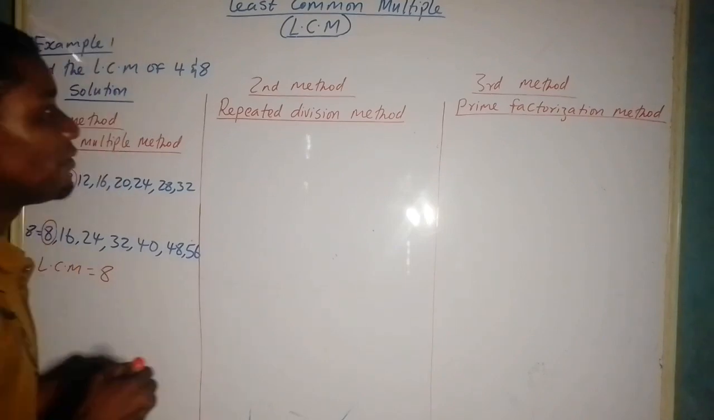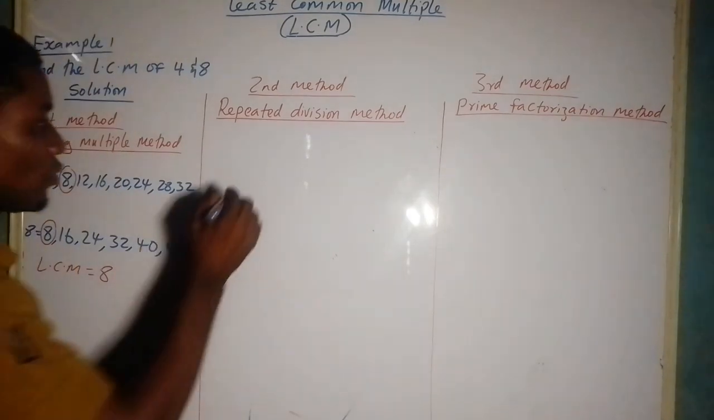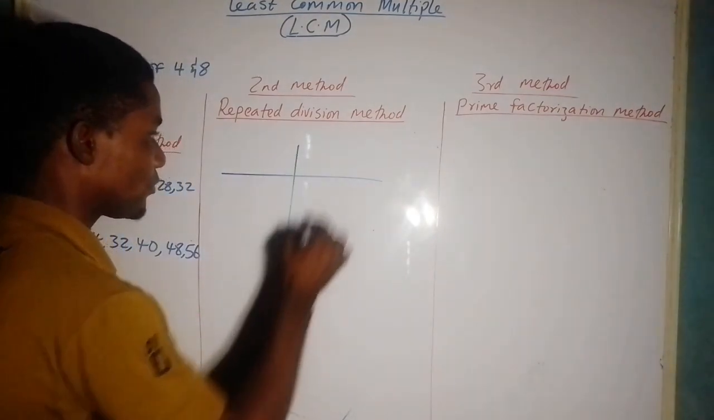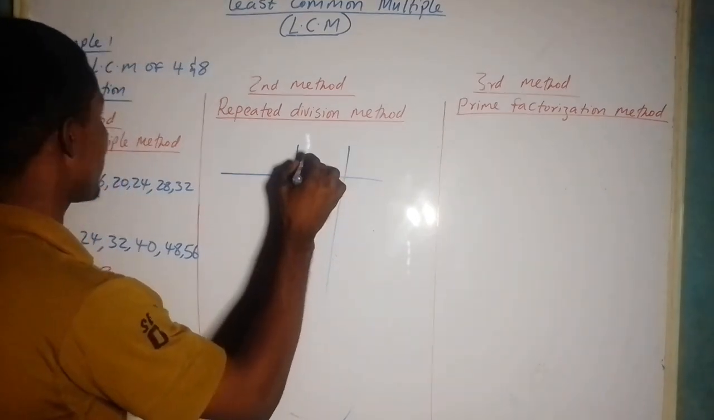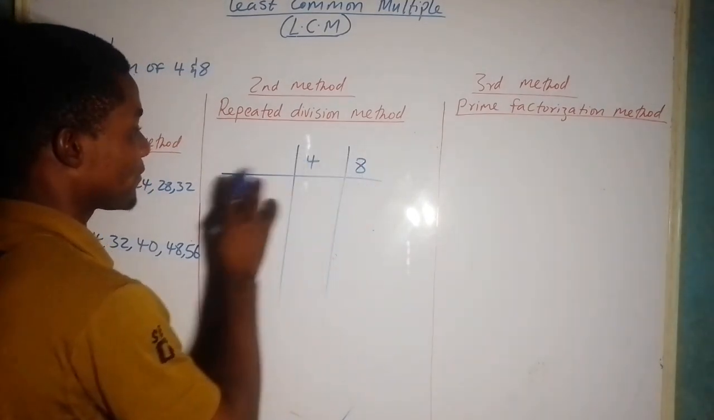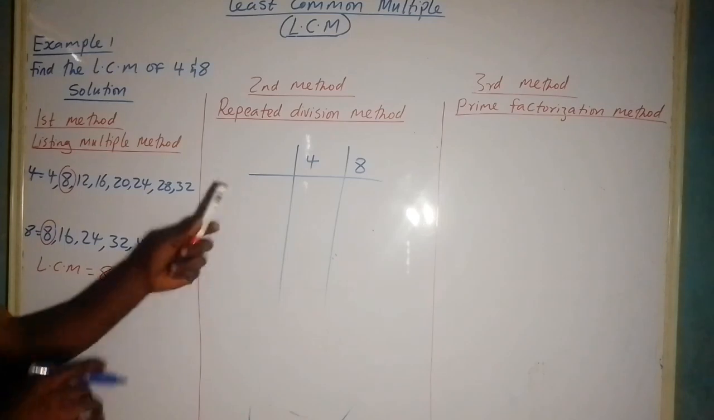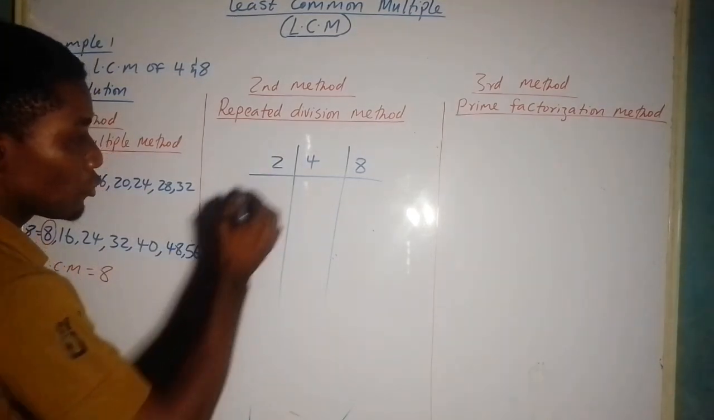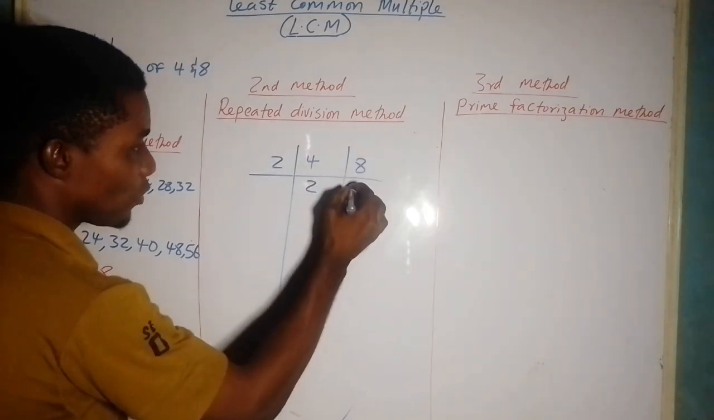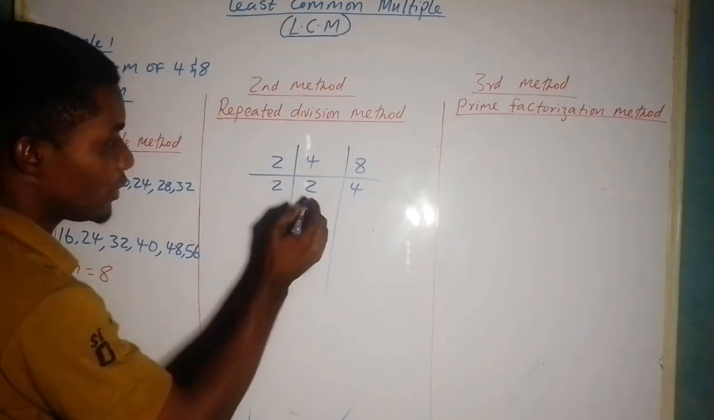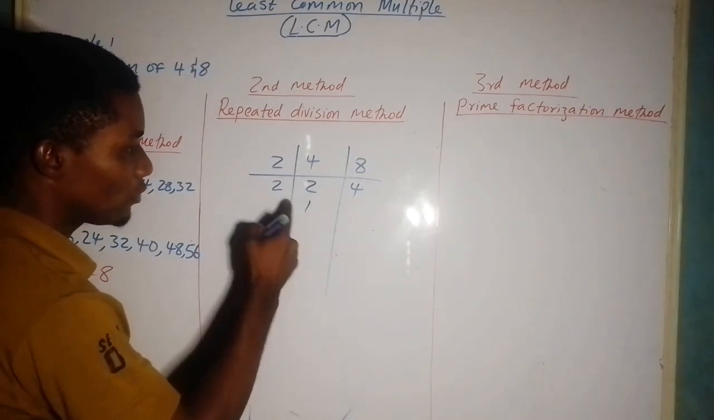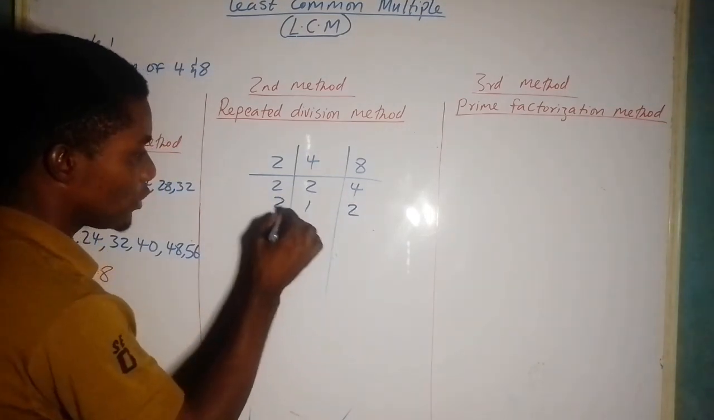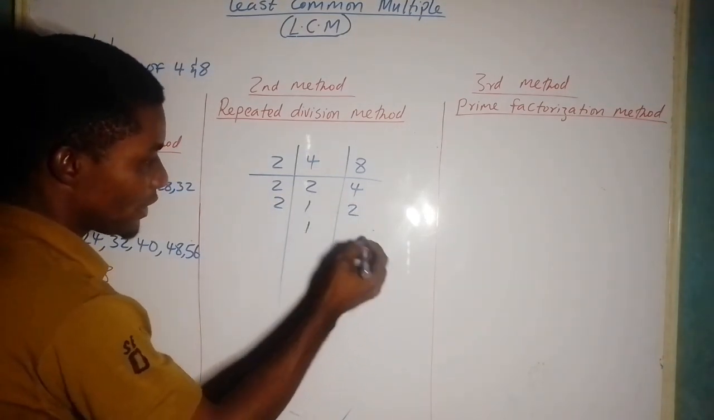Now, using the repeated division method, we take our table. We have 4 and 8. Now, what number can divide these two numbers without any remainder? We have 2. 2 in 4 is 2. 2 in 8 is 4. Then 2 in 2 is 1, and 2 in 4 is 2. 2 in 2 again is 1.